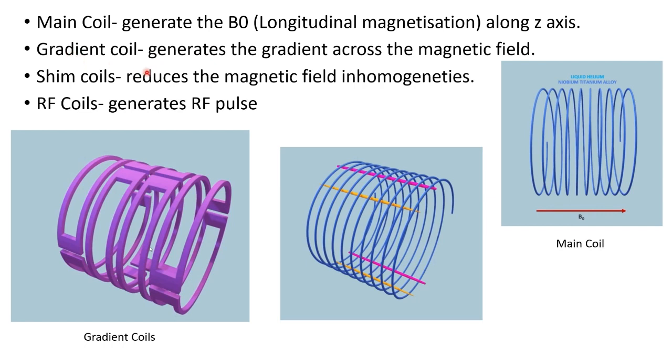Then comes the gradient coil. It generates the gradient across the magnetic field. Then shim coils. They reduce the magnetic field inhomogeneities. The magnetic field inhomogeneities are created due to MRI properties, machine properties and various environmental effects. So we need to reduce the inhomogeneities to get a clear image. Then comes the radio frequency coil, which generates an RF pulse.